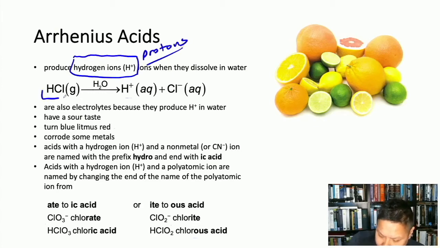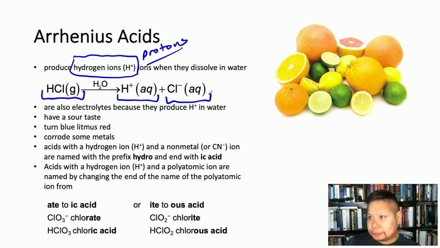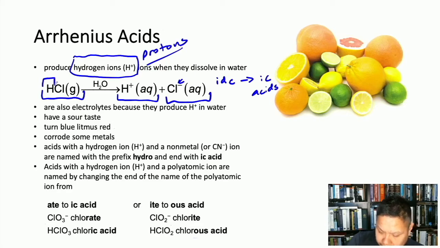So if you have an example like hydrogen chloride gas, and you dissolve it in water, it produces the proton and chloride ions. If it's just a singular anion, like chloride here, singular anions that end in "ide" become ic acids. And since these are singular anions and they become ic acids, you also add, for the hydrogen that's there, or the protons that are there, hydro. So in this case, hydrogen chloride makes hydrochloric acid.